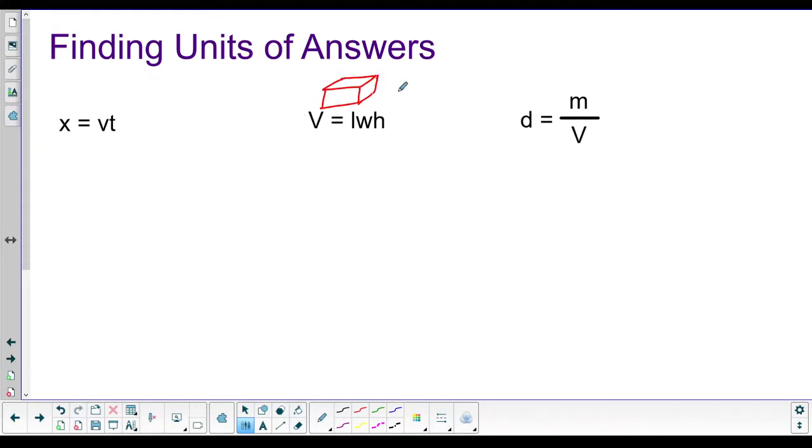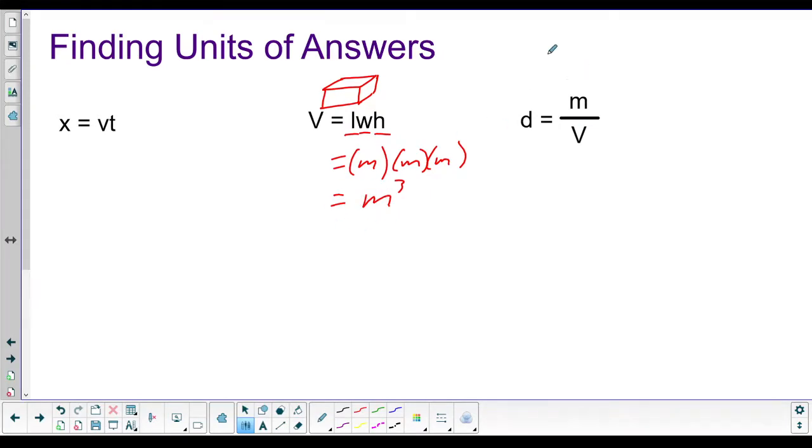There we go. So if we want to find the volume of a box, it's the length of the box times the width of the box times the height of the box. So we're going to replace the variables with their units. So the length, we measure length in meters. We measure width, that's just a different length, so still in meters. And we measure height, that's still a length, in meters. So this is meters times meters times meters. That can be written as meters cubed. So our volume would be measured in meters cubed.